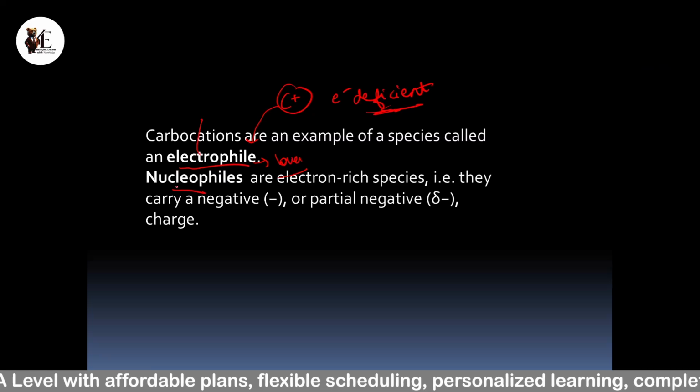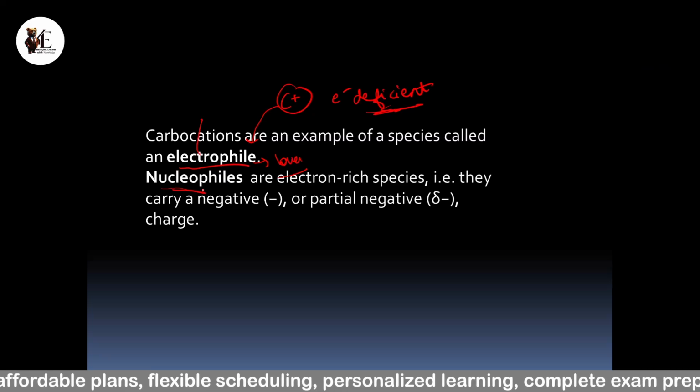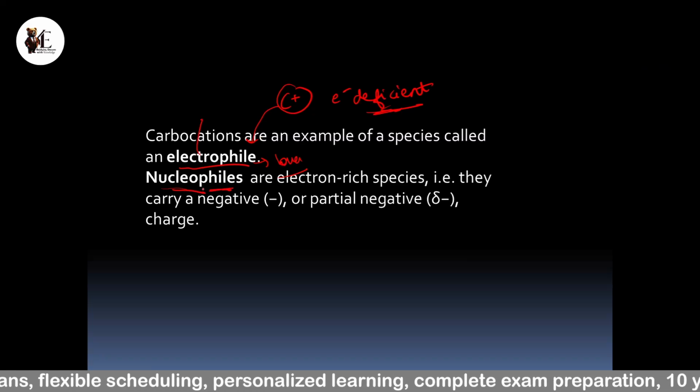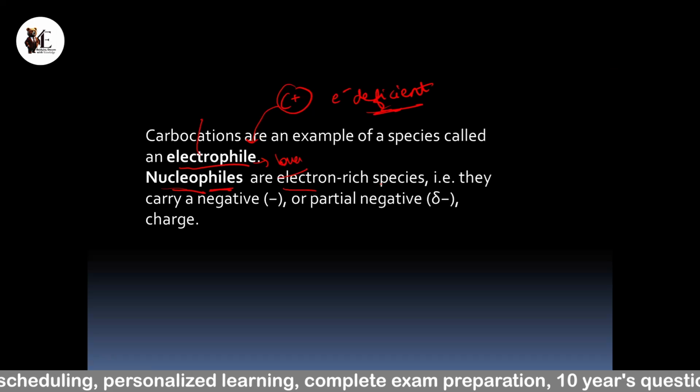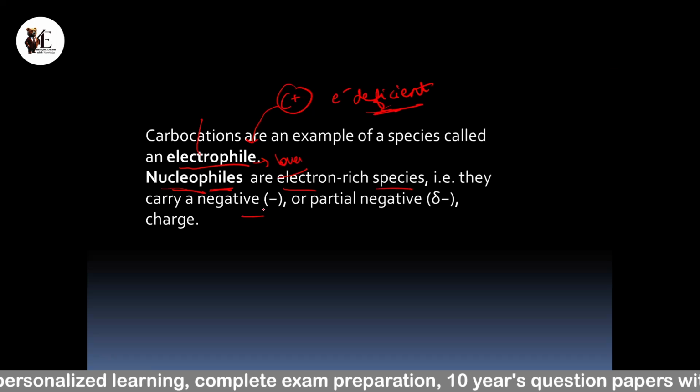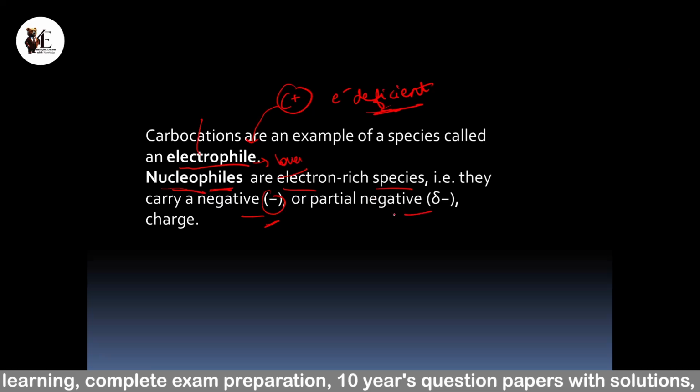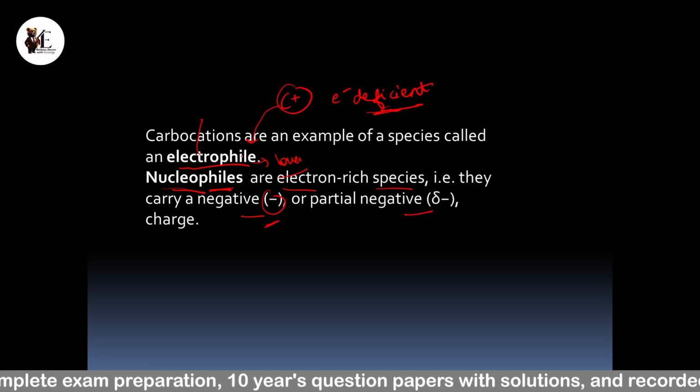Similarly, nucleophiles. Nucleo means nucleus, positive charge, and phile means lover. So they are nucleus lovers. So they are electron rich species. They carry a negative charge. Negative charges are always electron rich. Partial negative charge is also your nucleophiles.